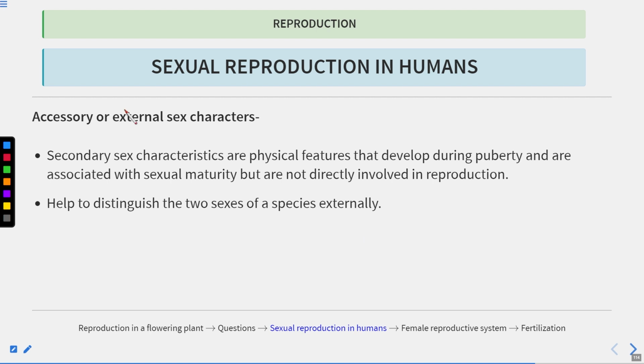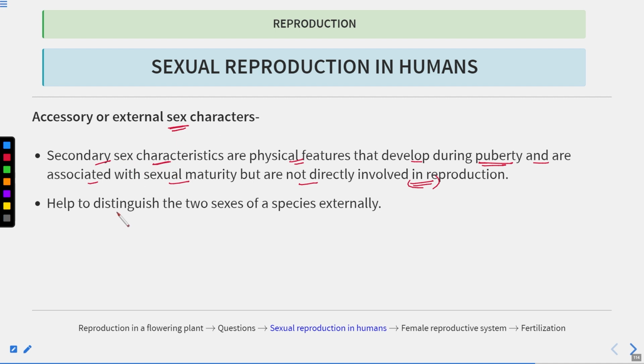Now, what are accessory or external sex characters? The secondary sex characteristics are the physical features that develop during puberty and are associated with sexual maturity but are not directly involved in reproduction. Clear? So this is how you can define the secondary sexual characteristics.